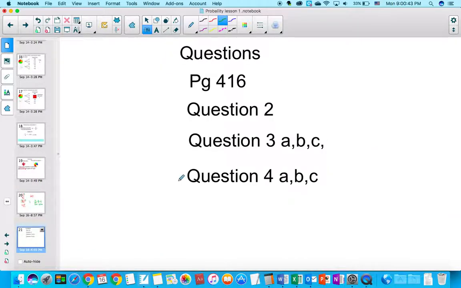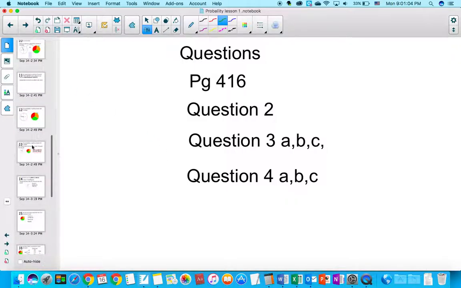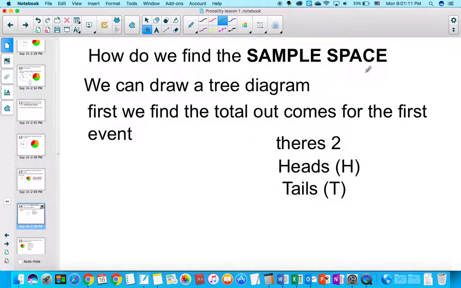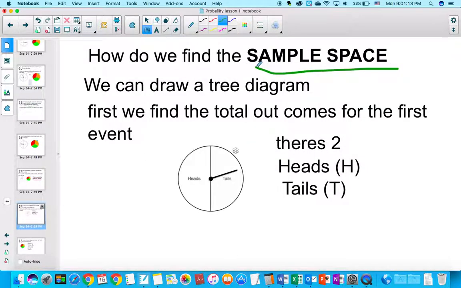So in your textbook, page 416, questions 2, 3, and 4. That's it. That's all I really want you to do. It really just focuses on how to draw tree diagrams and how to carefully calculate the probability of independent events. You need to know what an independent event is. You need to know what sample space is. You need to know how to draw a tree diagram.